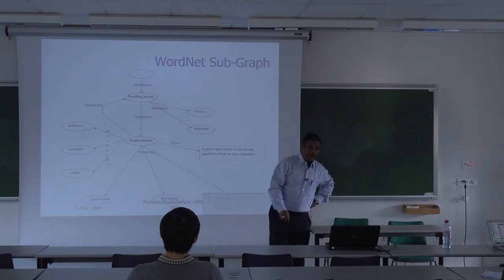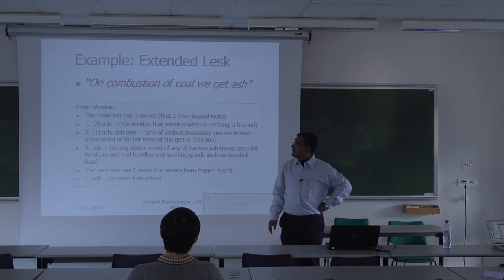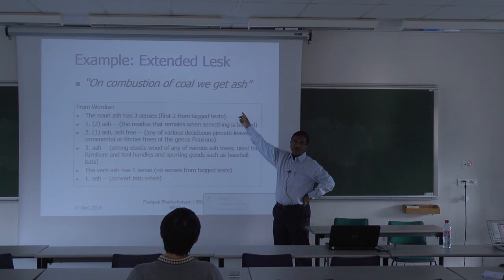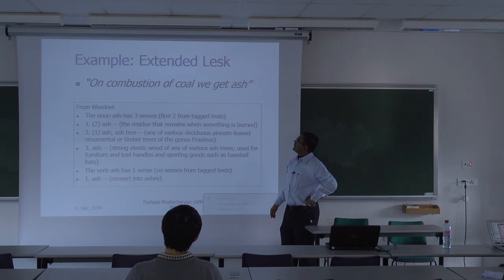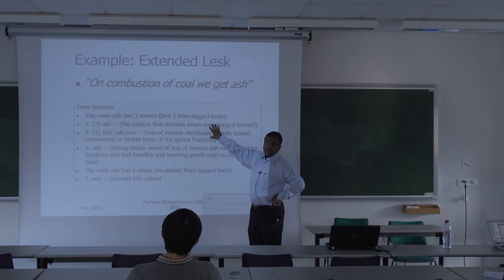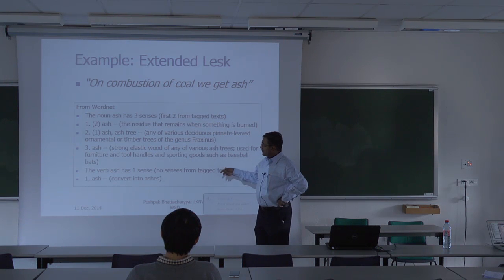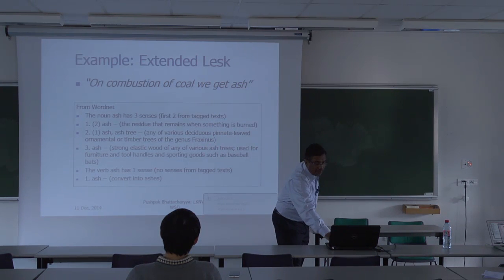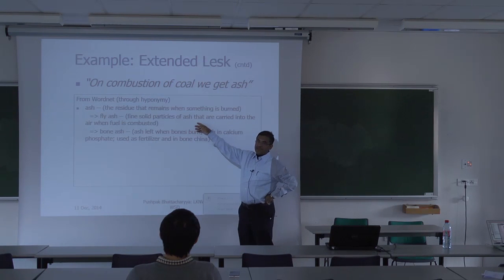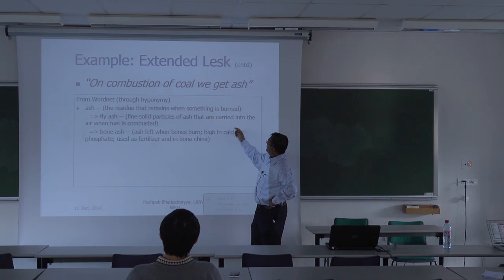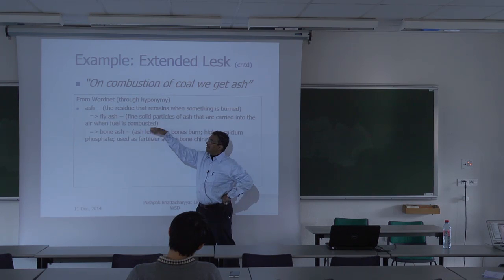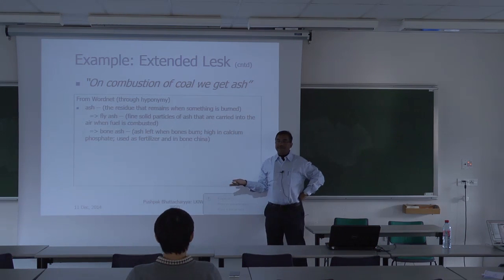So if I have a sentence like this, "on combustion of coal we get ash," not "on burning of coal," on combustion of coal we get ash. So, here from the senses we will not get any overlap, okay. But if we also introduce the hyponymy, fly ash for example, here we hit the word combustion, okay, and then we get the winner sense here.